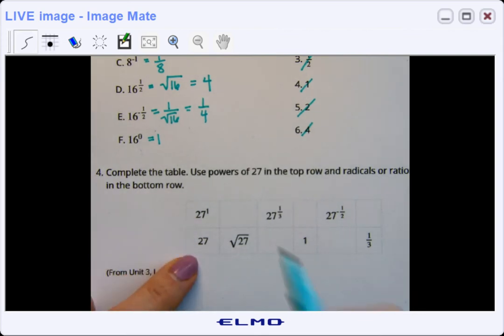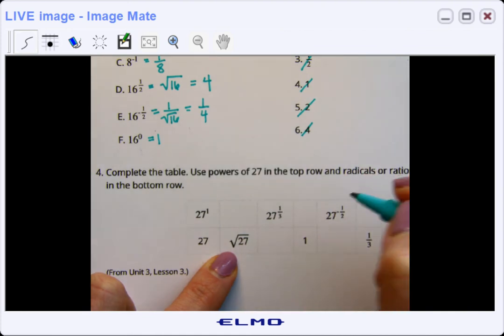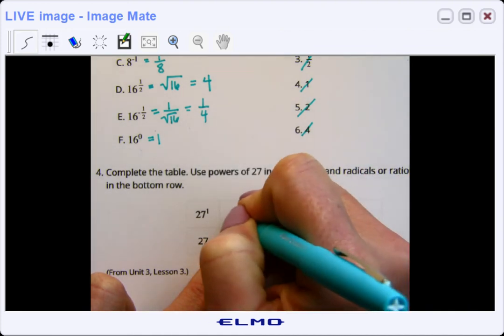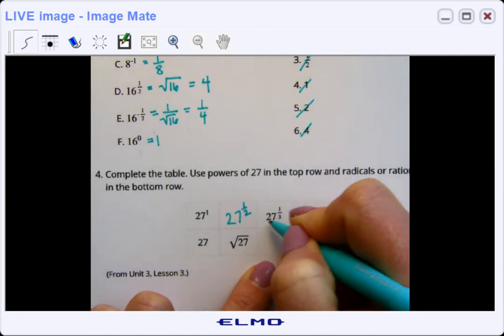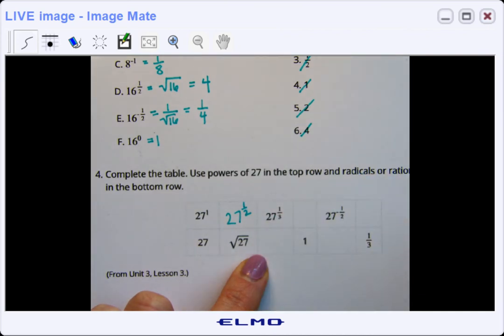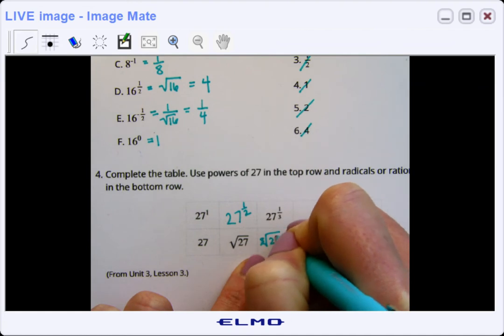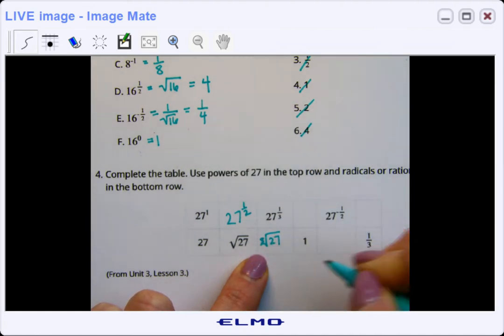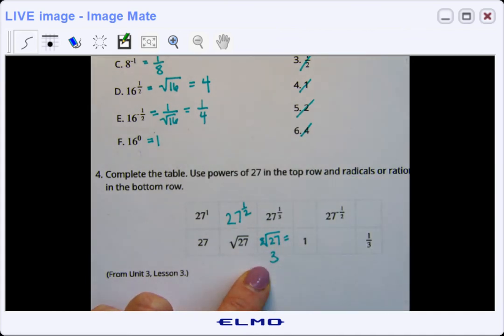All right, so the first set has been done for us. Up here, if I'm going to write the square root of 27 using an exponent as a power of 27, that means 27 to the 1/2. And then the next one, 27 to the 1/3. Writing that with a radical is going to be the cubed root of 27. But the cubed root of 27 is actually equal to 3. So that can be simplified all the way to a 3.